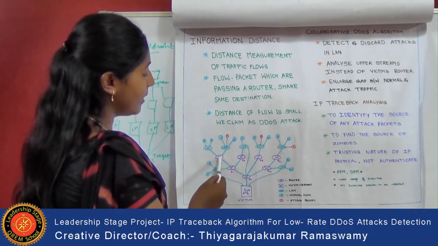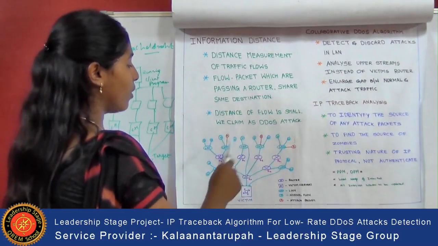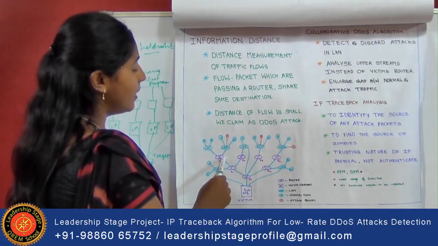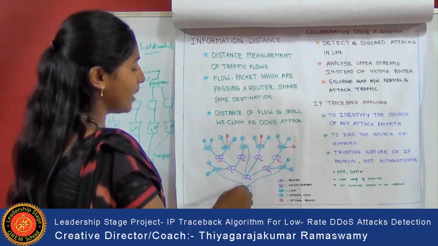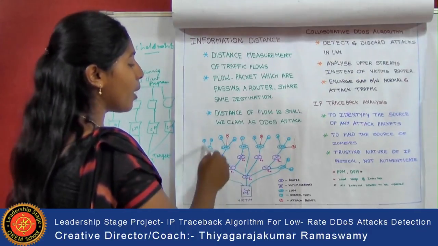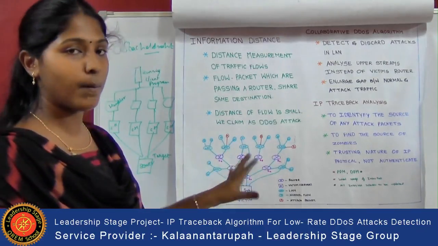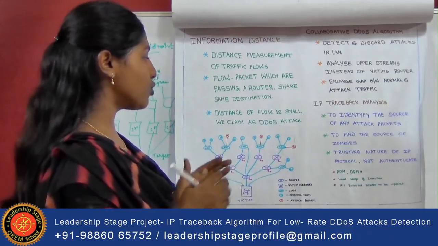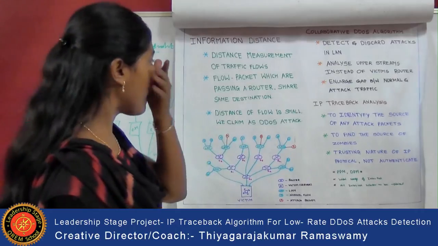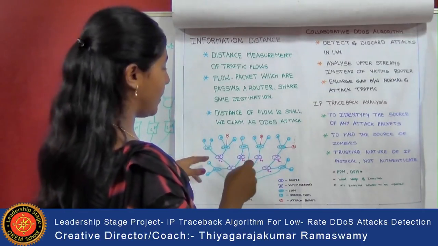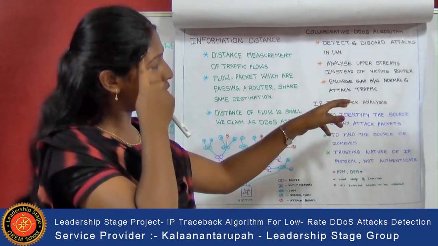Here, the router will calculate the information distance metric, the generalized entropy, and using this algorithm, the router will find the attack packet and discard it right here. It will not come to the victim's router, so the server will provide proper service to all the other clients. It will not stop the service. Using this algorithm, it can be done. If you want to implement this algorithm, we have to enlarge the distance between the normal traffic and the attack traffic.